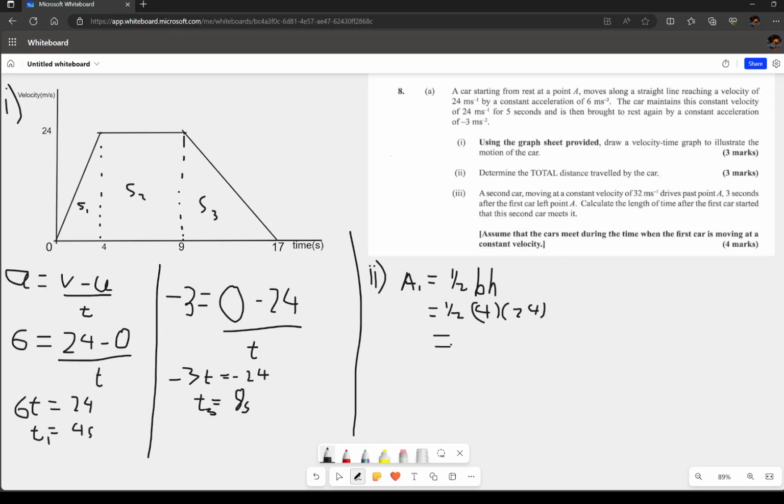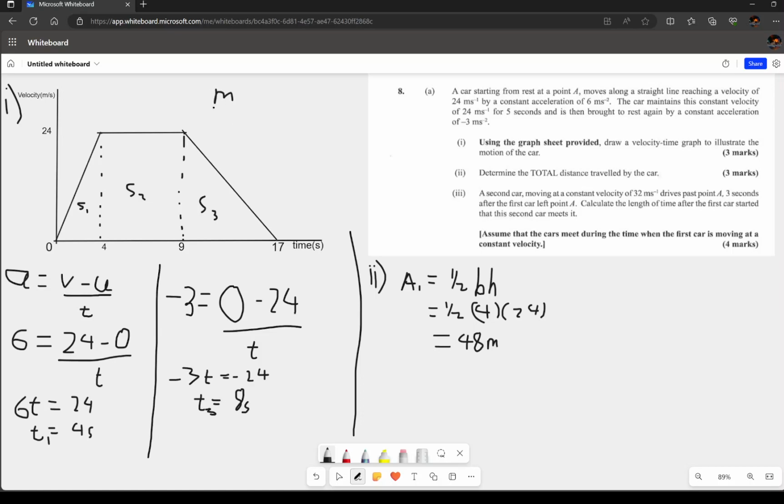Indeed, it is 48. And this is in meters. The reason why this is in meters is because they gave you your velocity in meters per second, and they gave you your time in seconds. So if you multiply meters per second times seconds, the seconds are going to cancel, and you're going to be left with meters. Let me show you what I mean.